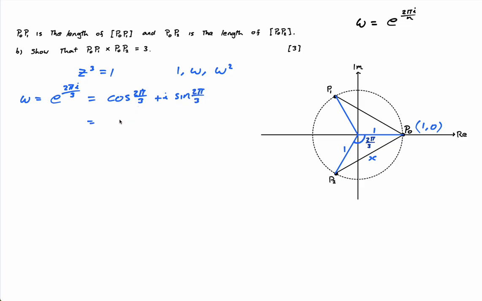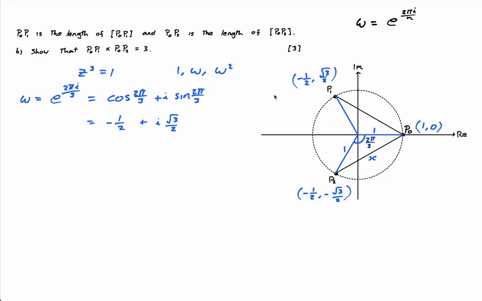Cos of 2 pi over 3, hopefully you know that, guys, it is negative half, and sine of 2 pi over 3 is root 3 over 2. So it's plus i times root 3 over 2. So that's what omega is, which means this point is actually (minus a half, root 3 over 2). And this point is actually (minus a half, minus root 3 over 2).